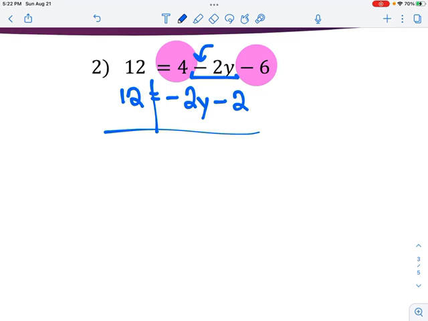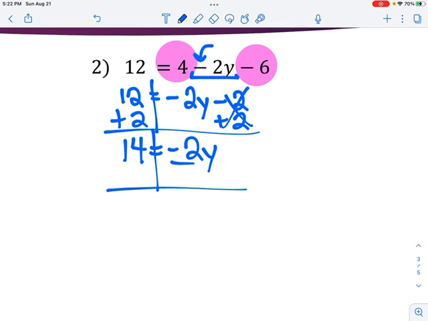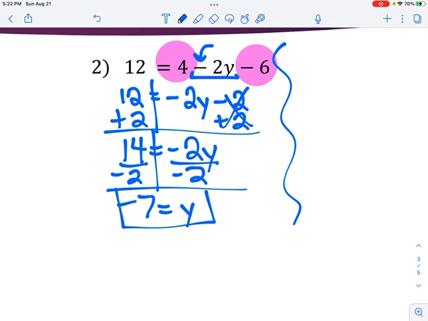Now we're ready to solve. So at this point, we take the negative 2 without the y. That's the least connected. So what I'm going to do is add 2 to both sides. That's going to leave me with 14 is equal to 2y. Then at that point, I'm going to divide by negative 2, and I will get negative 7 is equal to y. At this point, we can check this one as well. We would simply plug it back in. So we would have 4 minus 2 times negative 7 minus 6.